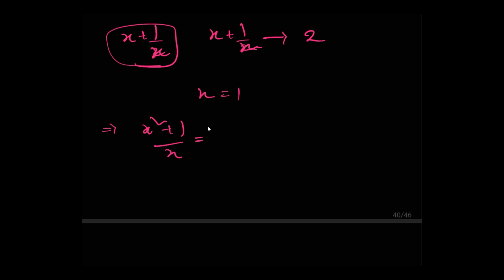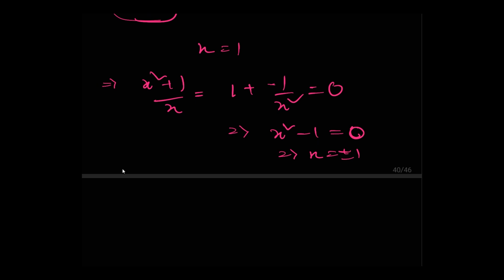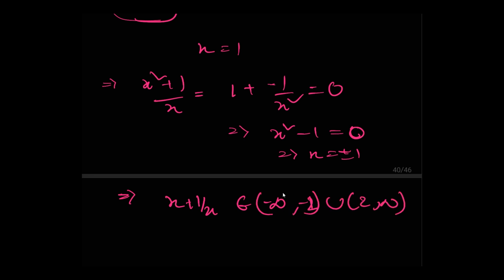Differentiate it. We get 1 minus 1 by x square, which should be 0. That means x square minus 1 should be 0. That implies x should be plus or minus 1. It implies x plus 1 by x belongs to minus infinity to minus 2, union 2 to infinity.